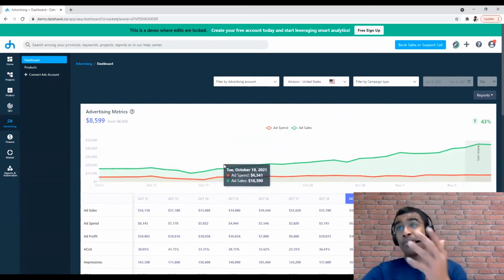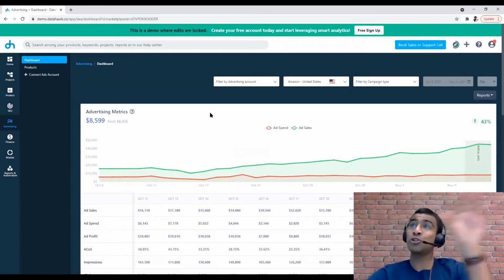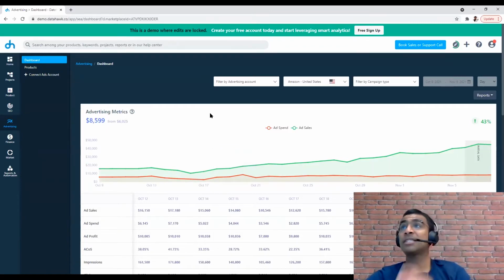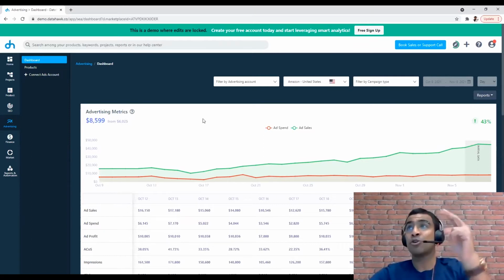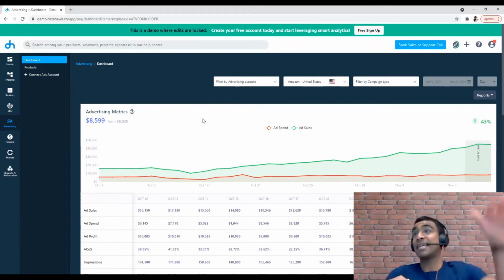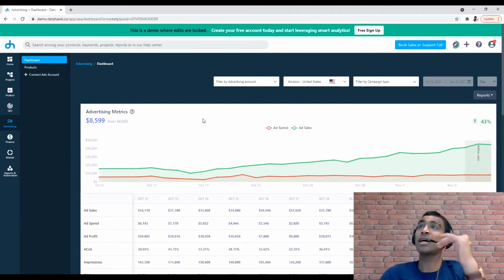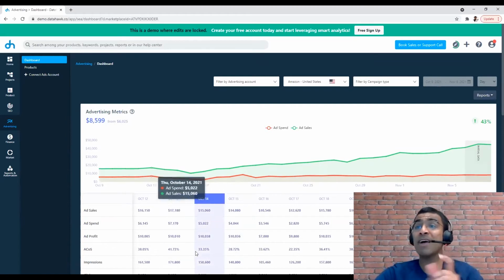By the way, when you click on specific products that you're tracking on DataHawk, you can also see product-level KPIs, like impressions, ad spend, clicks, CTR, and conversion rate. So not only can you see all of the key KPIs at an account level, you can see them at a product level also. Now, we also have the reporting side of things, like I mentioned at the beginning.